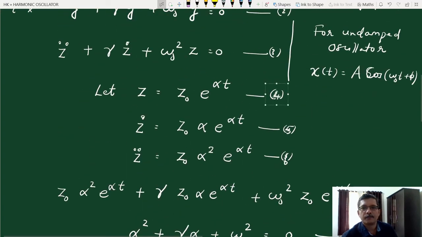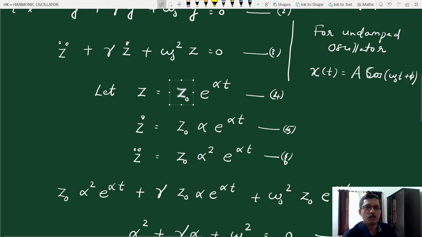Look at equation 4. This is a trial solution. Now we can have two values for alpha, alpha 1 and alpha 2. So you can have a trial solution. The solution can be some constant z0 times e raised to alpha 1t, and another solution can be another constant times e raised to alpha 2t. One solution can be some constant times e raised to alpha 1t, or another solution can be some constant times e raised to alpha 2t.